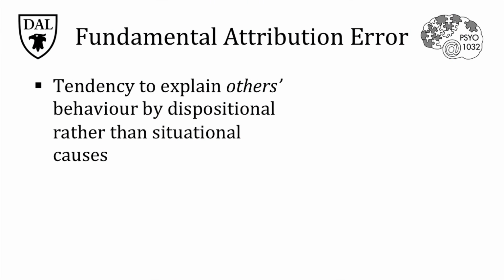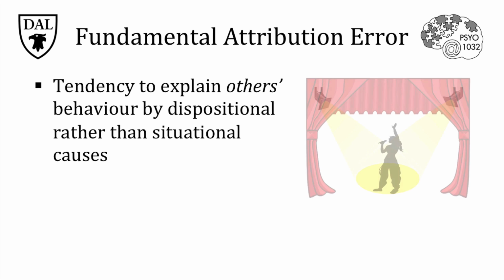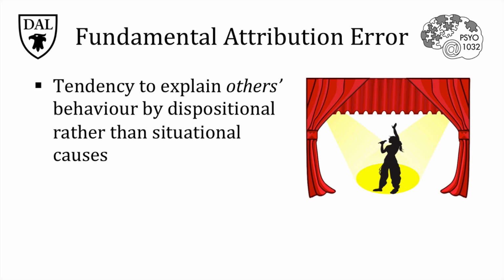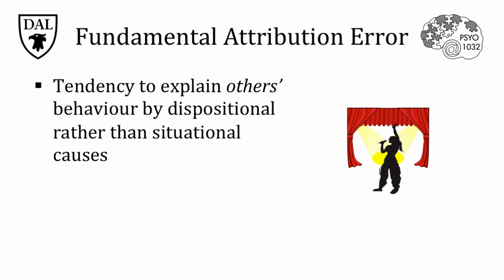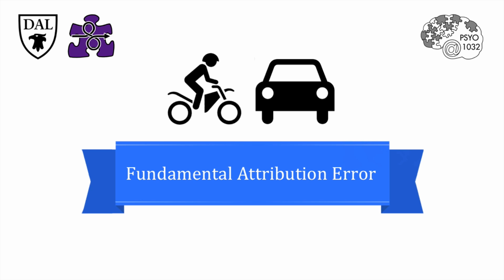Something very different happens when we evaluate others' behavior. We have a tendency to rely on dispositional rather than situational explanations. In other words, when viewing others' behavior, we're more likely to pay attention to the actor and ignore the stage. This tendency is so strong that it's referred to as fundamental. And because it often leads us to make mistakes, it's therefore referred to as the fundamental attribution error. So our biases can influence how we evaluate others, so keep this in mind the next time you give credit or blame to someone else.